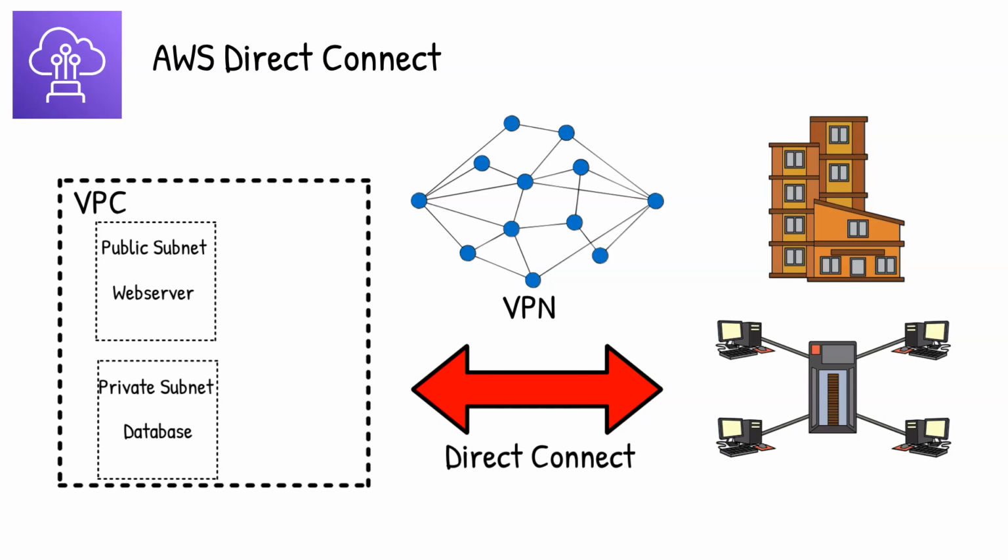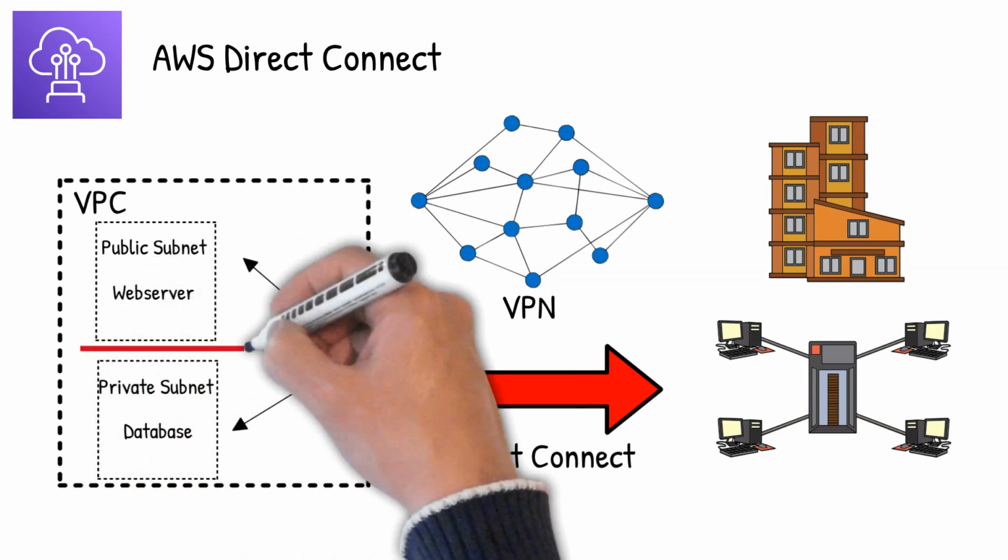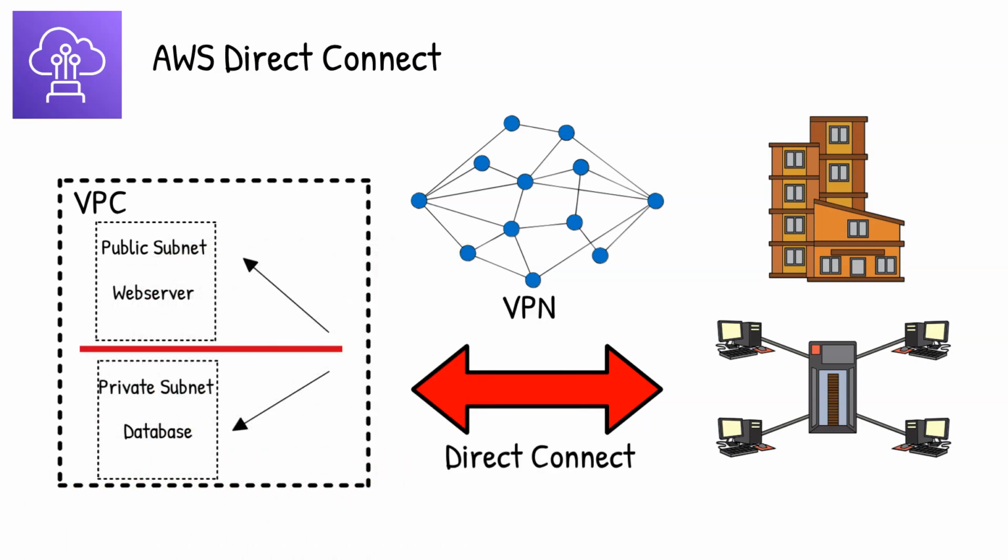Direct Connect provides a more consistent network experience than VPN-based connections. Using Direct Connect, we can get access to both public as well as private resources in a VPC while maintaining network separation between the public and private environments.